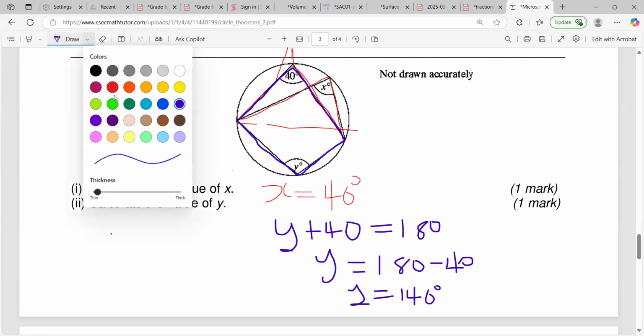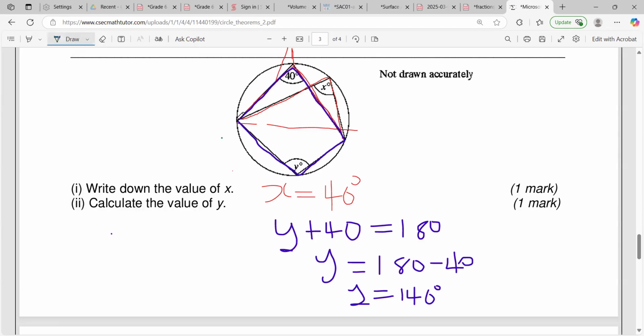Isn't this another cyclic quadrilateral? If you look at this one, vertex 1, 2, 3, 4. So that means that this plus x equals 180. But what is x? 40 again. So there are two ways you could have looked at it. You could look at this cyclic quadrilateral that I drew last, and you could look at it this way. So anyway you look at it, y is 140. All right.